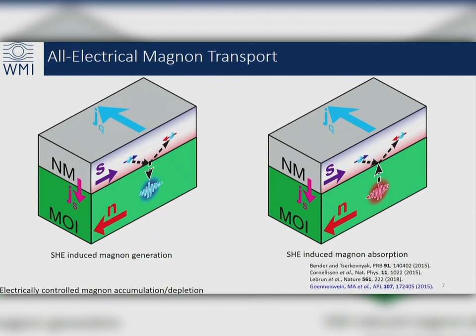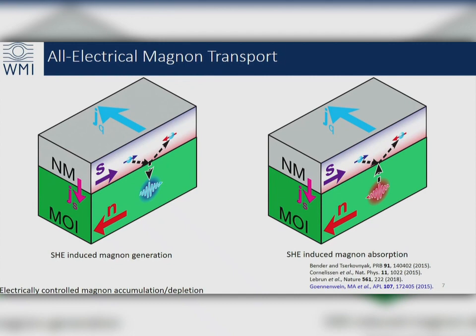And here what you do is bring this heavy metal, in most cases platinum, in contact with a magnetically ordered insulator. It can be either a ferromagnet, or an antiferromagnet, or even something with more complex order. And now the key thing here is that in this magnetically ordered insulator, at finite temperatures, you have a thermal magnon gas. And with this, you can now interact.